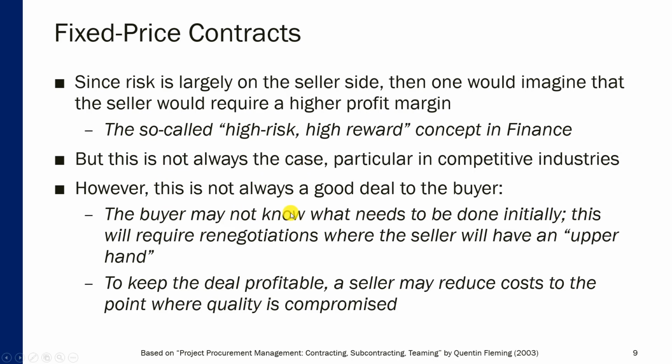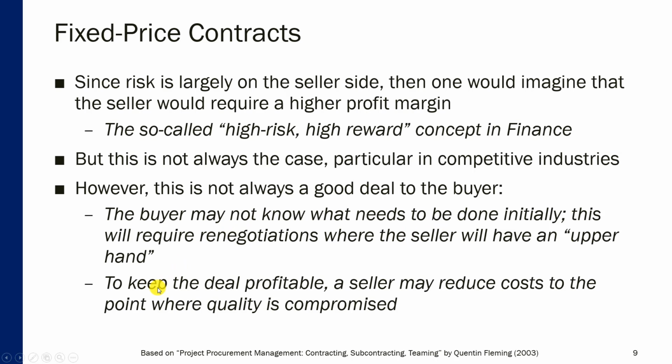First of all, the buyer may not know what needs to be done initially. This will require renegotiation somewhere down the road where the seller will have an upper hand. So if you don't know what exactly you need, then you may want to leave some room where you can negotiate what needs to be done. And in that case, if you have a fixed price contract, then the seller will have an upper hand. They will try to twist your arms and say, oh, now you're changing requirements, then we want a much higher price. So it may actually put you in a position of more risk and less flexibility.